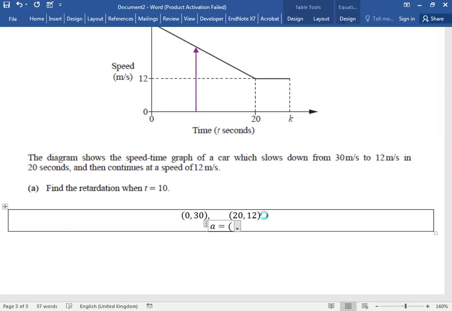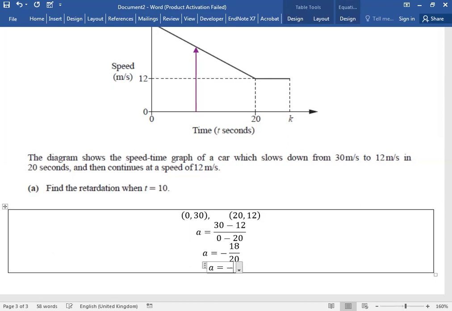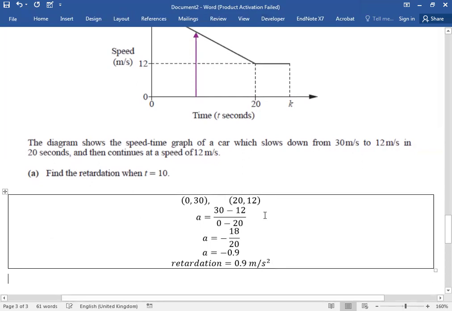Be clear about it. 30 minus 12 upon 0 minus 20. So what is the acceleration then? Minus 18 upon 20, minus 0.9. This is the acceleration. But what about retardation? 0.9 meter per second square. Is that right? It is just negative acceleration and nothing else.